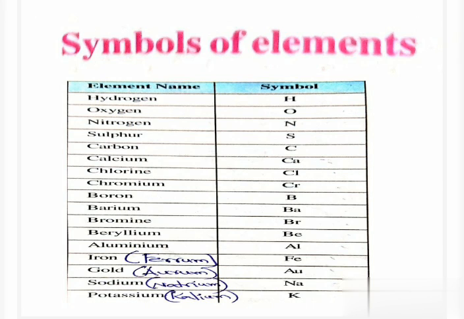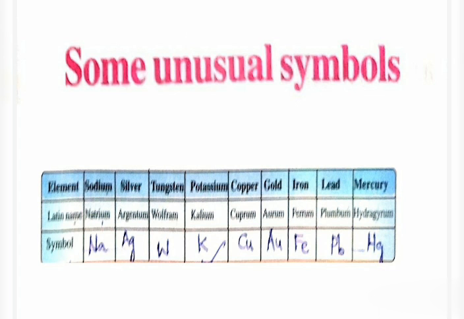Okay. So usually the first letter of the name of the element in English becomes the symbol of that element and is always written as a capital letter. So if the starting letter is same for two elements, then we can use the second letter as a symbol. When we are using the second letter as a symbol, then the starting letter is capital and the second letter is small.